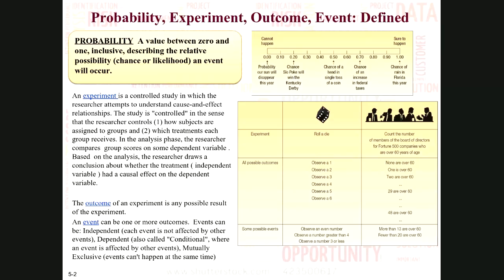Okay. And the third aspect of probability is an event, which can be one or more outcomes. Events can be independent. That means each event is not affected by the other events. Or dependent, which is also called conditional, where an event is affected by other events. This is termed as mutually exclusive. Events can't happen at the same time.